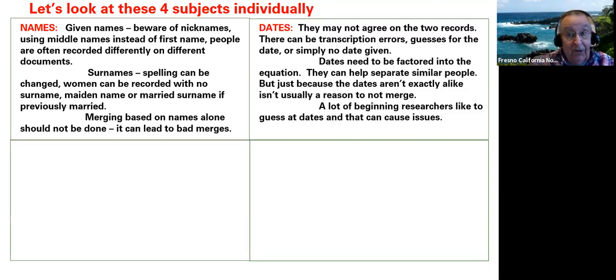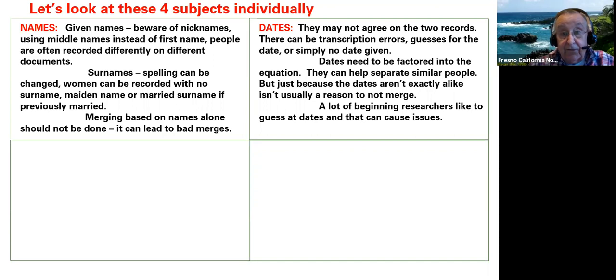Dates, they don't always agree. That's the thing that can drive us to distraction. I used to think that if you had more sources, you'd have more agreement. The opposite is usually the truth. The more records you have, the more variations on the dates you're going to get. And this could be from transcription errors, somebody guessing, or simply no date given, or the person didn't know the date. There's a lot of people in history that have no idea when they were born. And so they just make up dates, and sometimes they can't keep it straight.